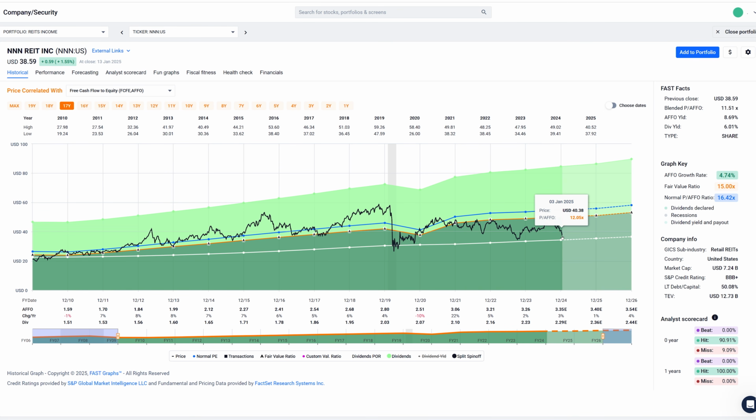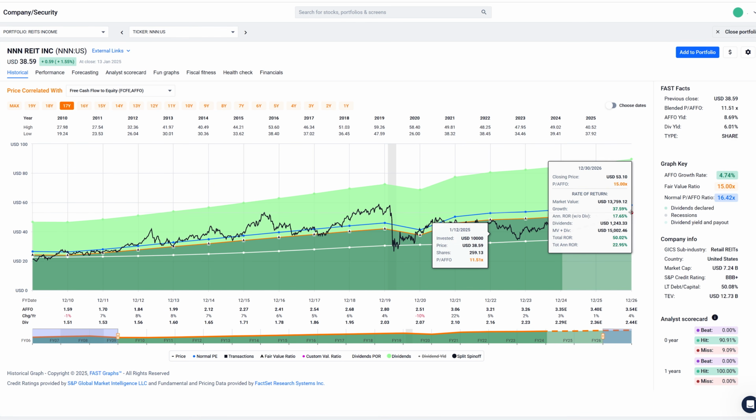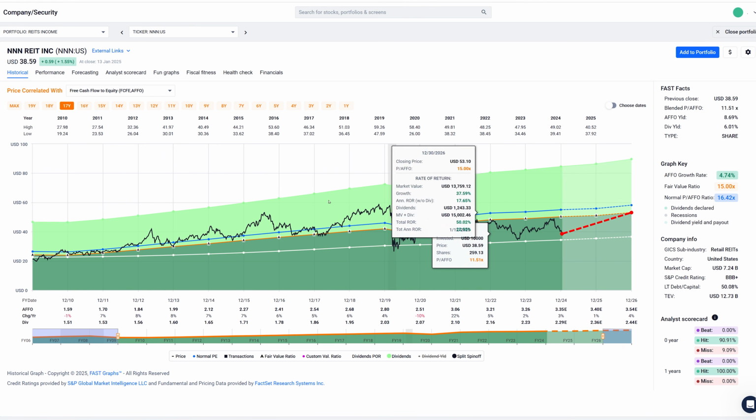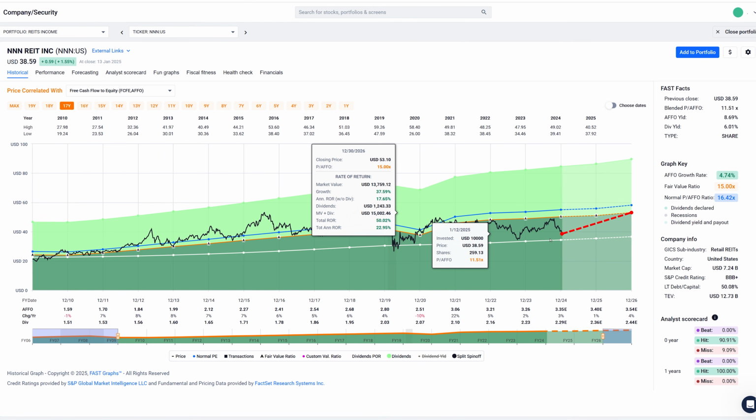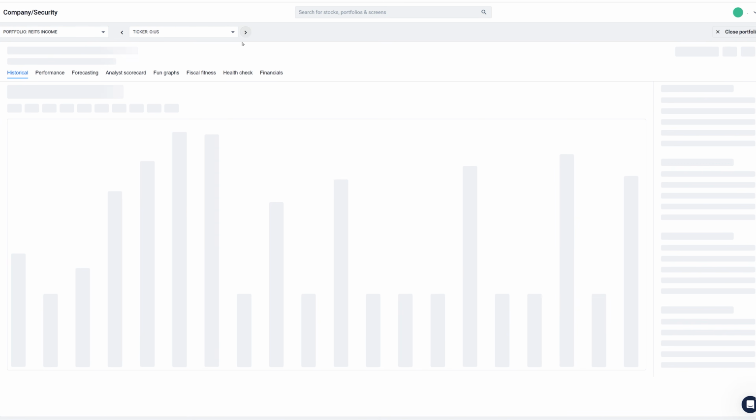So if you did buy it today, and this is on January 12th, at a PE of 11.51, and it did grow out here, and the PE did expand, you'd make over 23%. And if it went to its normal PE, you would do even better. So NNN looks very attractive here to me.